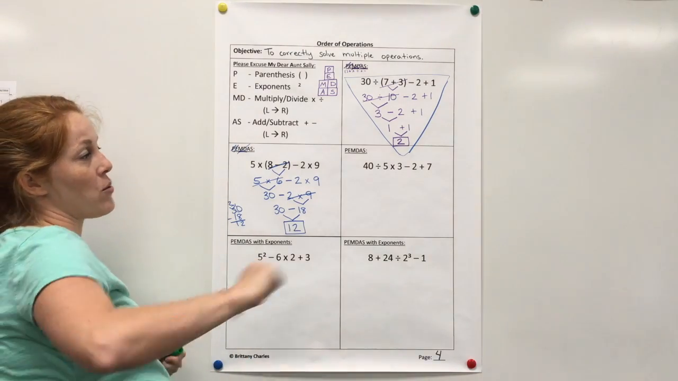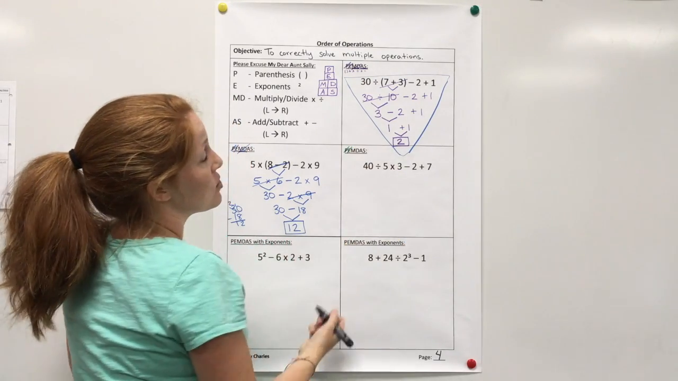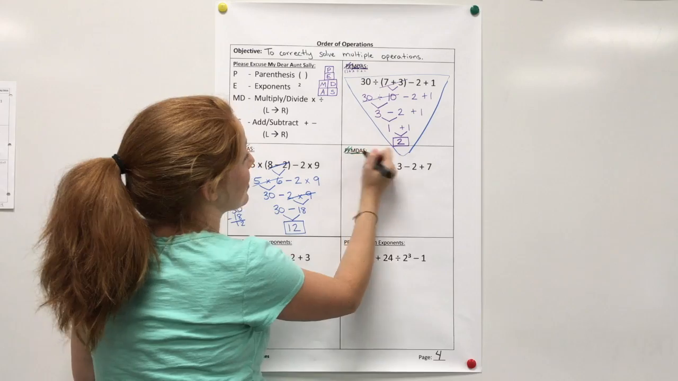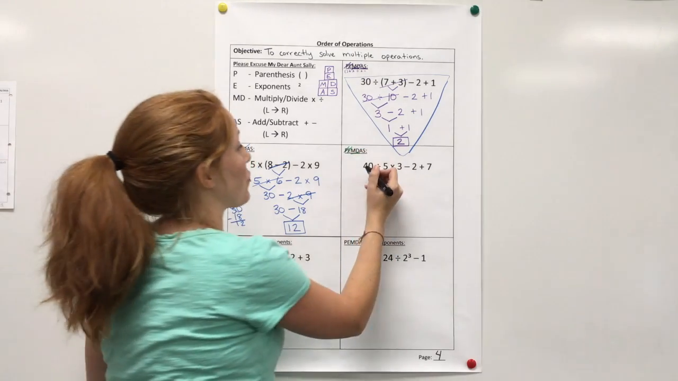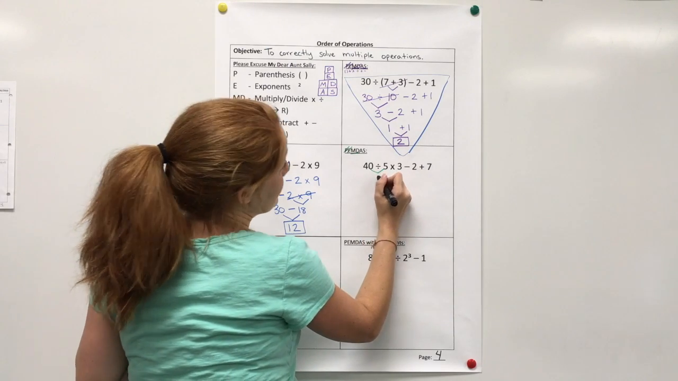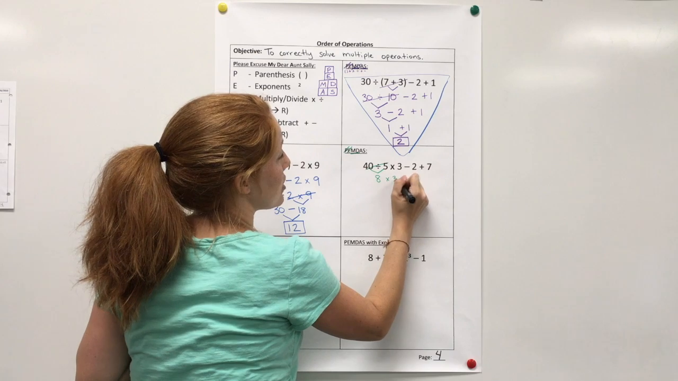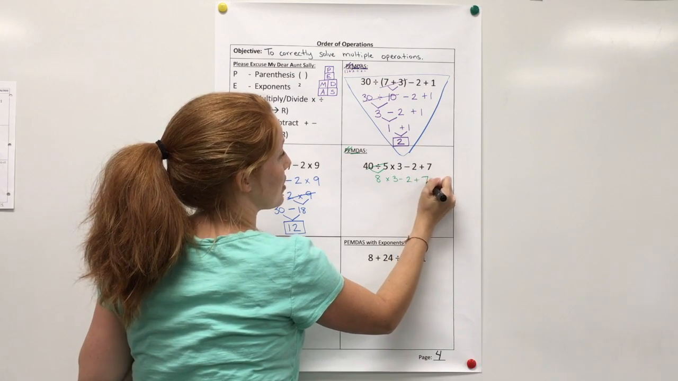All right, we do not have parentheses. We do not have exponents. We do have multiply and divide. I have to go left to right. So first I come across division. 40 divided by 5 is 8. Bring everything else down. Times 3 minus 2 plus 7.